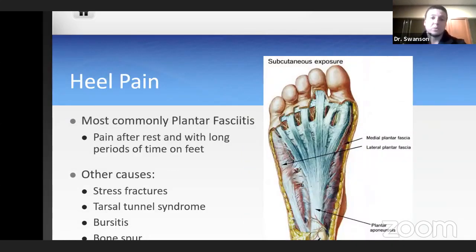So in regards to heel pain, one of the most common conditions we see is plantar fasciitis. So what is this? Well, there's a ligament on the bottom of our feet that attaches from our heel out to our toes, and patients can experience pain with first steps in the morning or when standing after sitting for long periods of time. There are a large variety of other causes of heel pain. Some to mention are stress fractures, tarsal tunnel syndrome, bursitis, which is inflammation of fluid-filled sacs around our heels, bone spurs, tumors, and also Achilles tendonitis.